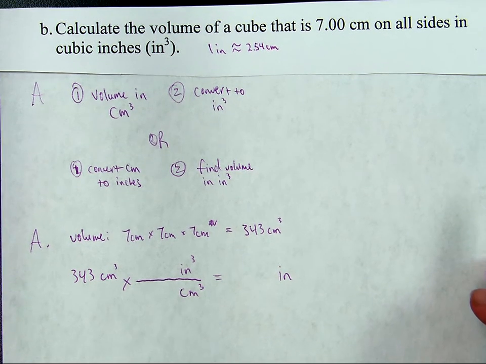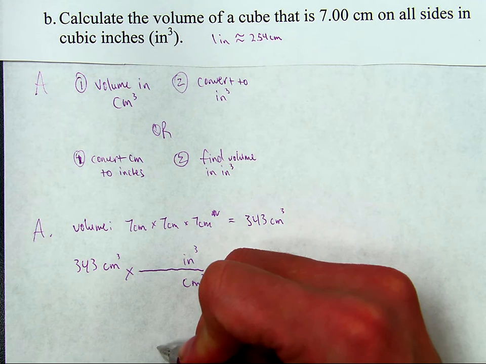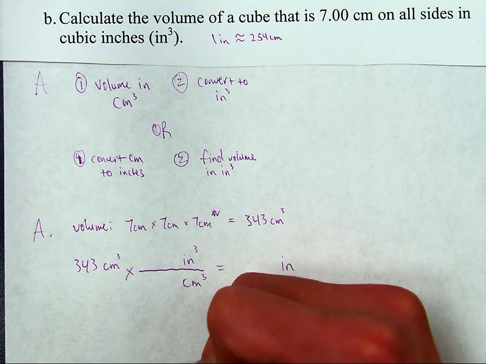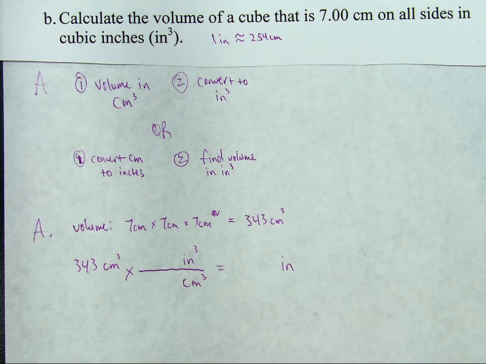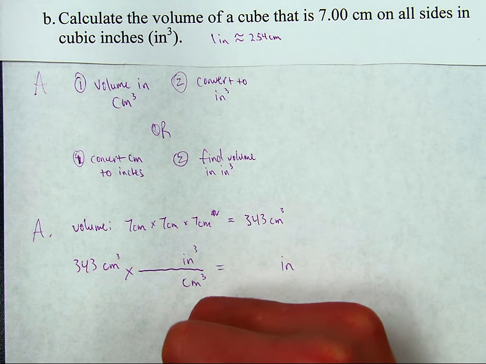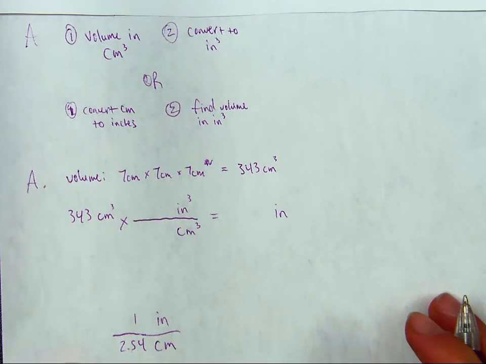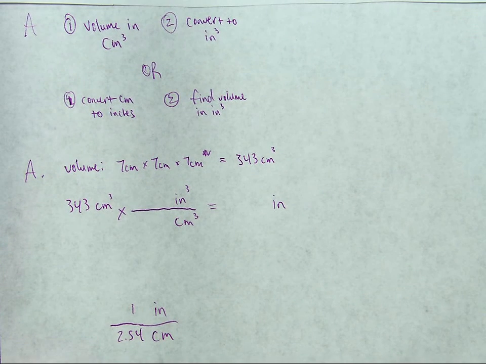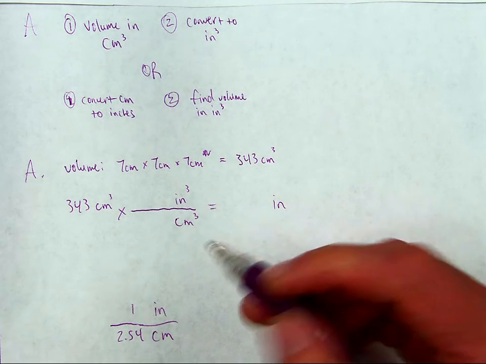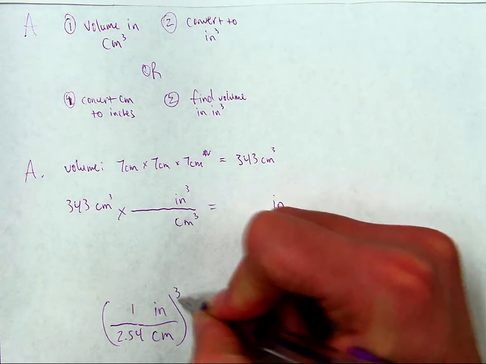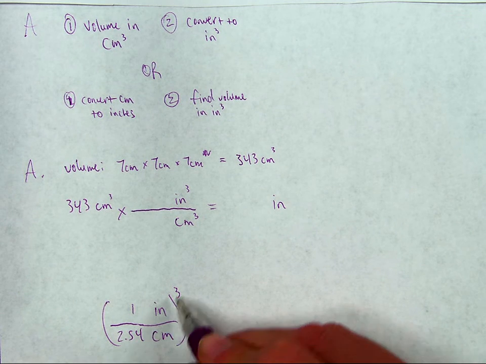You need to take this relationship and put the units like this. So we'll put inch over centimeter and figure it out. We know 1 inch is 2.54 centimeters. So since 1 inch is 2.54 centimeters, I set it up just like this. I'm going to now cube the whole thing. That way I have cubic inches and cubic centimeters.